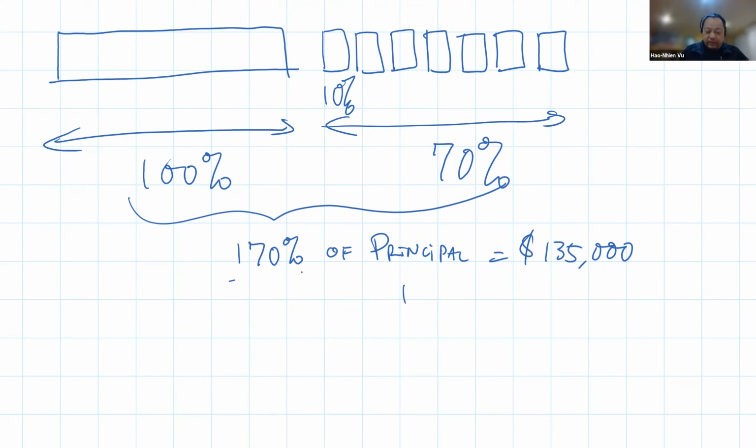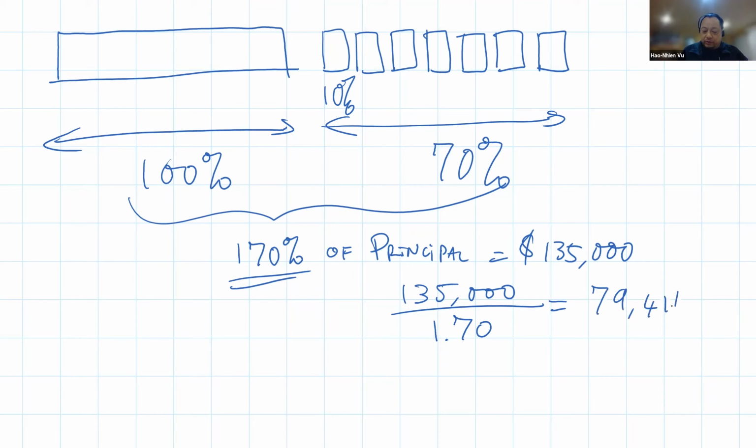One way is to divide by this number here, but write it as a decimal and get the answer of 79,411.